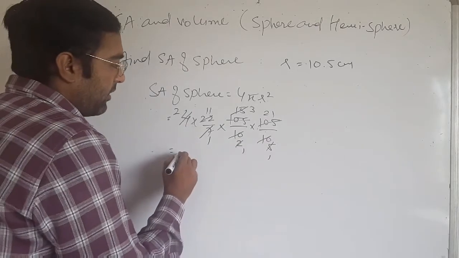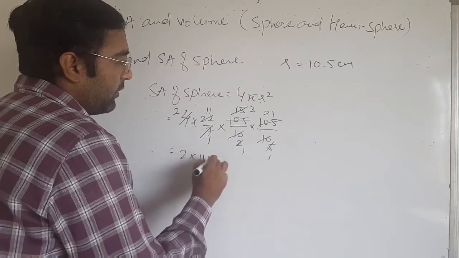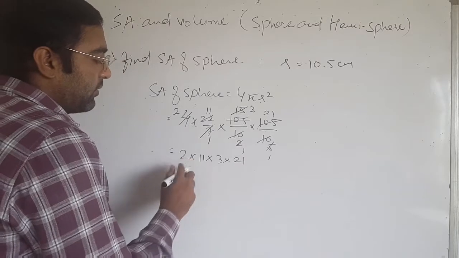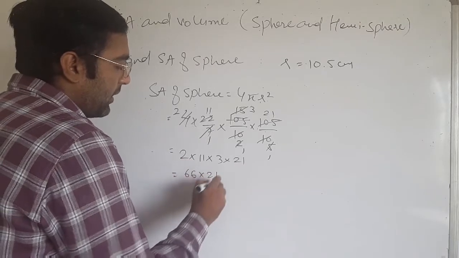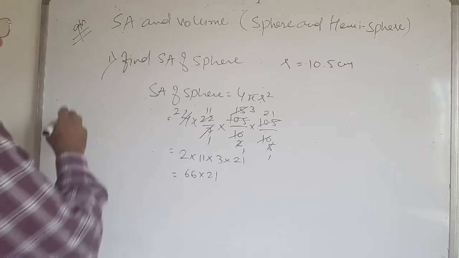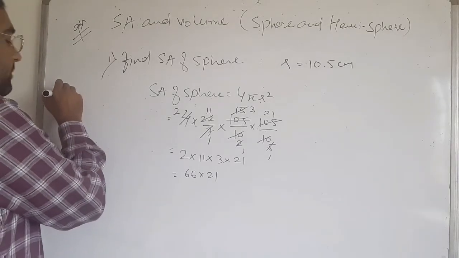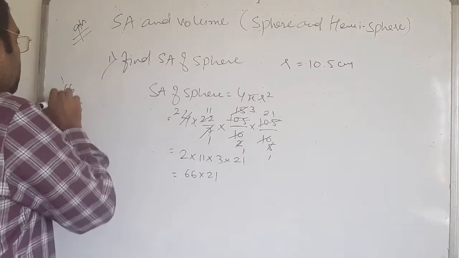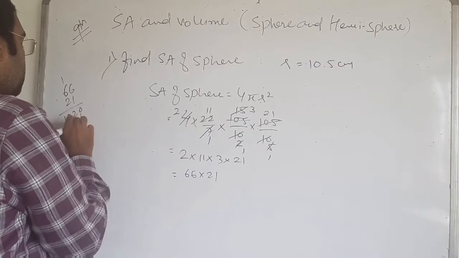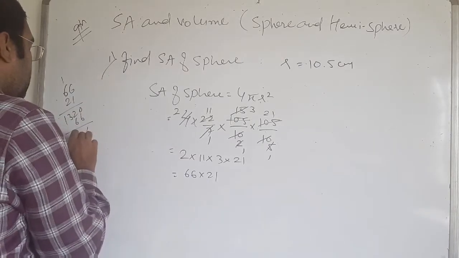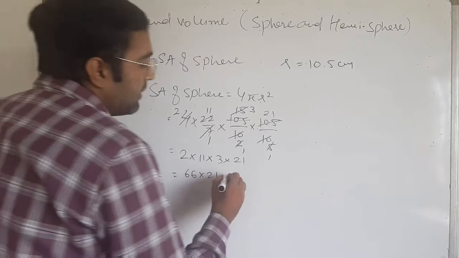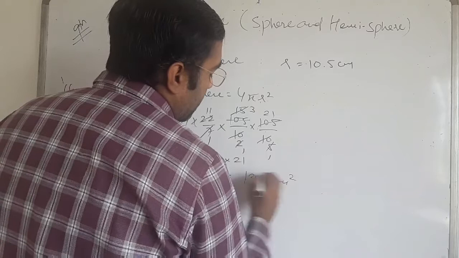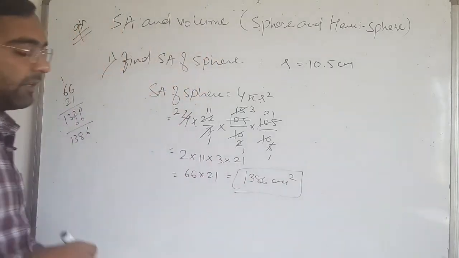Now my remaining numbers are 2 into 11 into 3 into 21. So 3 2s are 6 into 11, that is 66 into 21. Now multiply 66 into 21. 0, 12, 12 plus 1 is 13, 6 6s are 36, so that is 1386. So the answer is 1386 centimeter square.